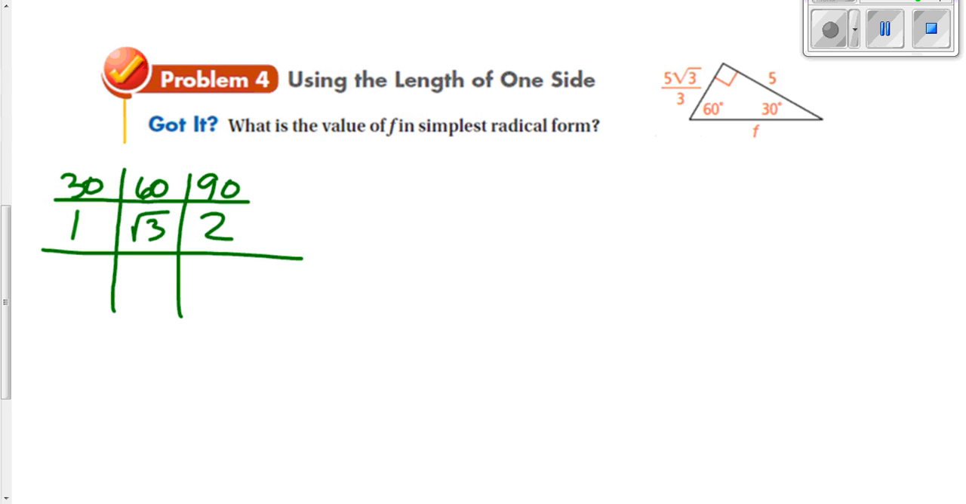All right, so across from the shortest angle is the shortest side. If you're trying to figure out which one's which, it's across from each angle. The shortest side is across from the shortest angle. So this one is 5 radical 3 over 3. Across from my 60-degree angle is the next biggest leg, which is 5. And then across from my 90-degree angle is my hypotenuse, my longest side, which is my variable.